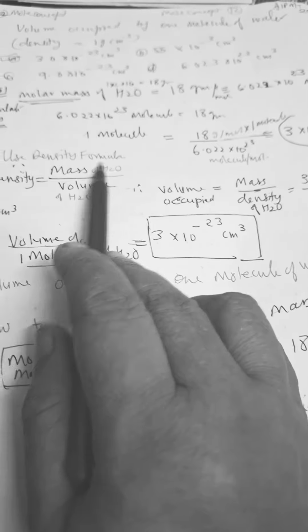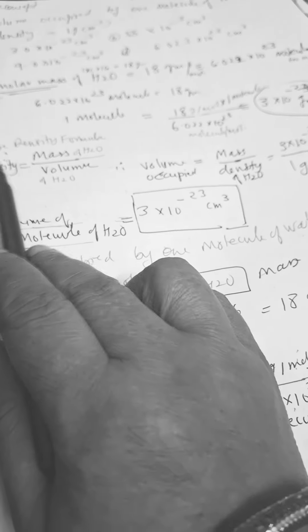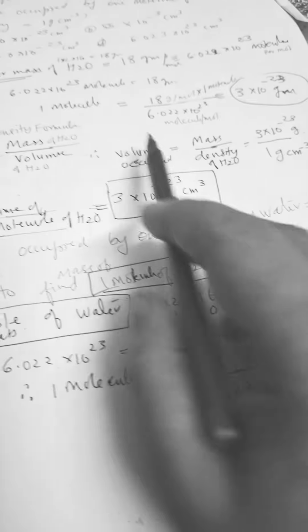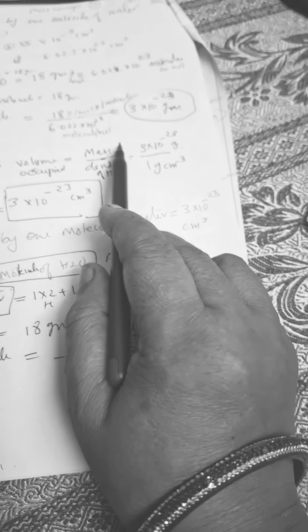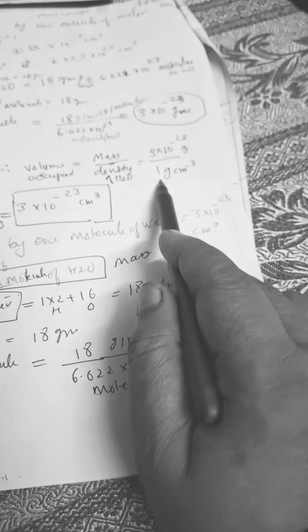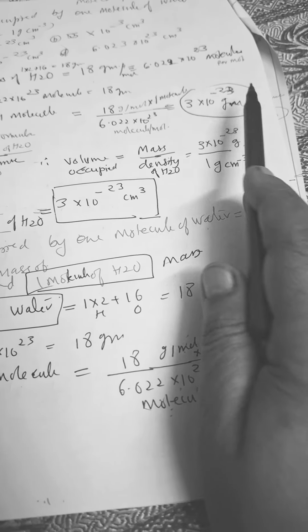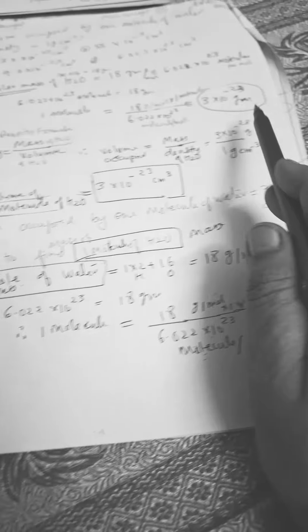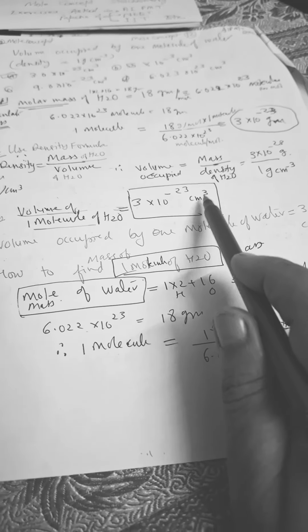Now use the density formula. Density is equal to mass of water by volume of water. So volume occupied is equal to mass divided by density. So the volume occupied by a water molecule is equal to the mass of water divided by the density of water. Density is given as 1 gram per centimeter cubed. Mass we have calculated is 3 × 10^-23, so it will be the same amount, 3 × 10^-23 centimeter cubed.